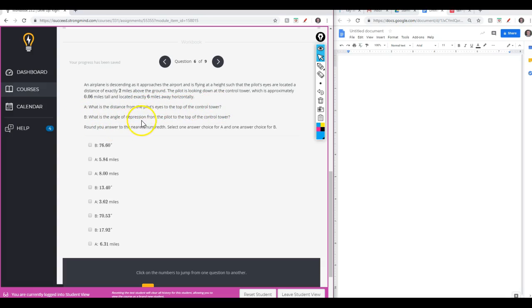And B. What is the angle of depression from the pilot to the top of the control tower? Round your answers to the nearest hundredth. Select one answer choice for A and one answer choice for B.